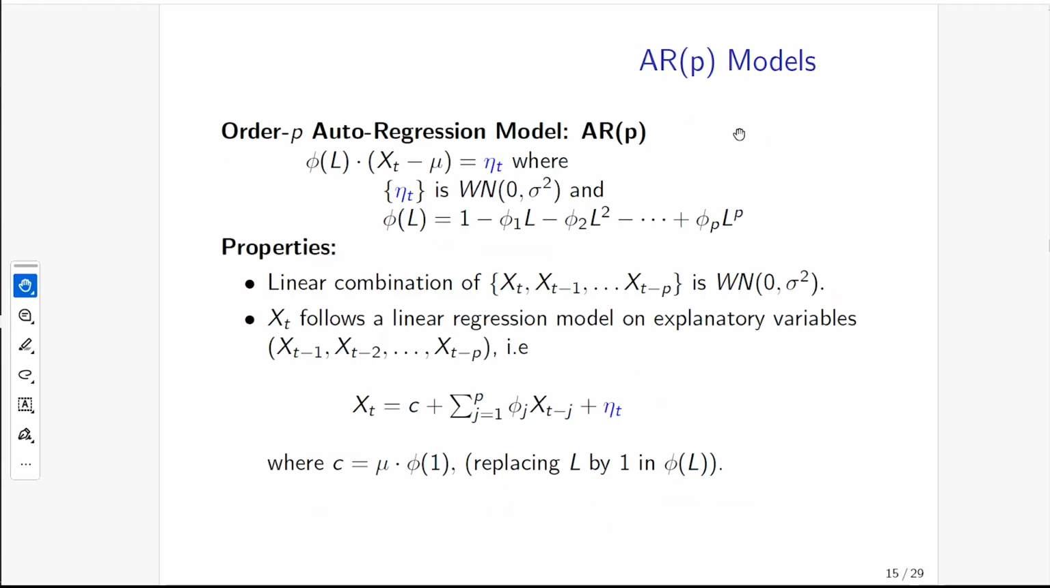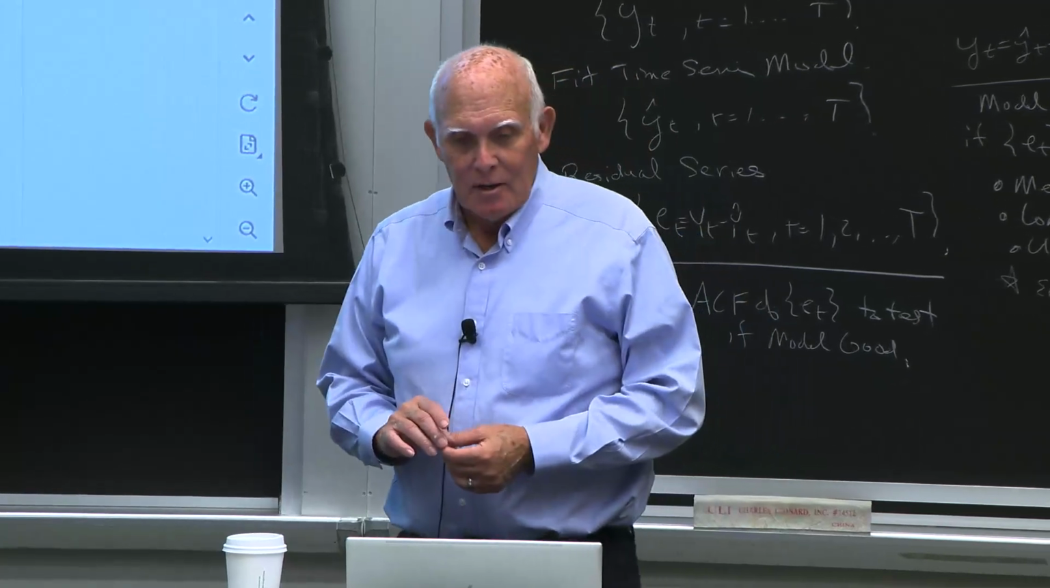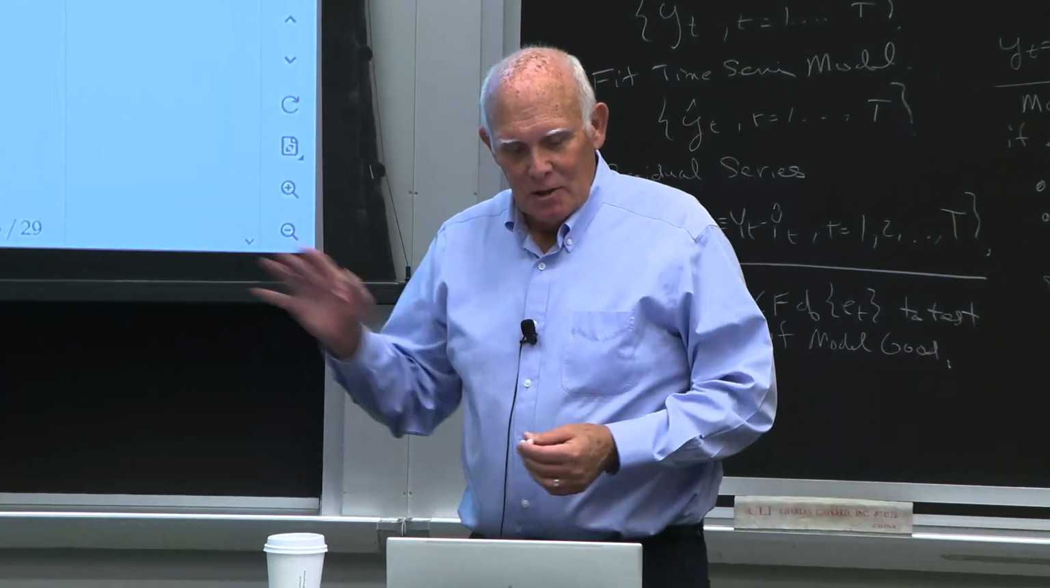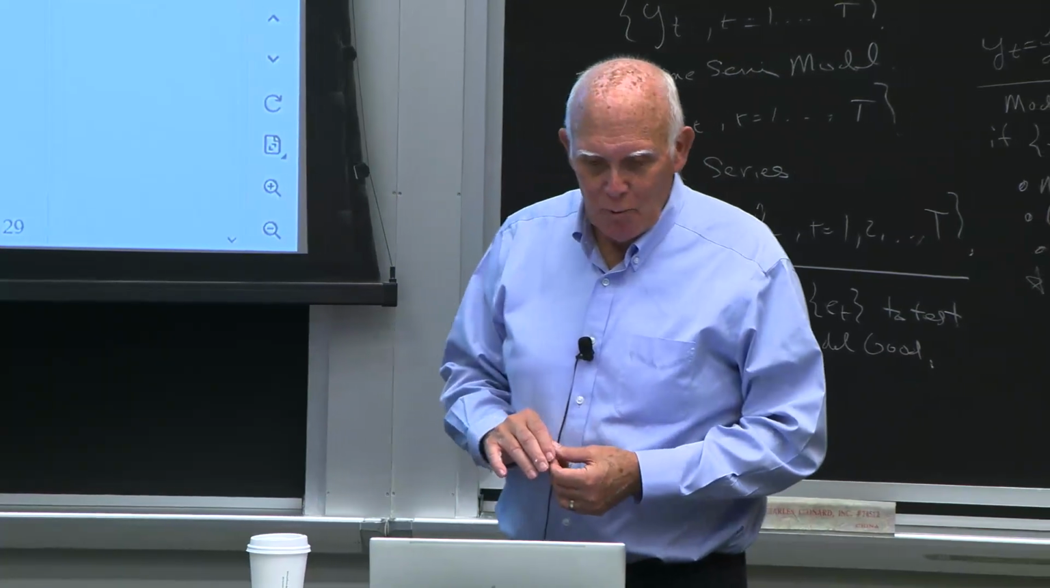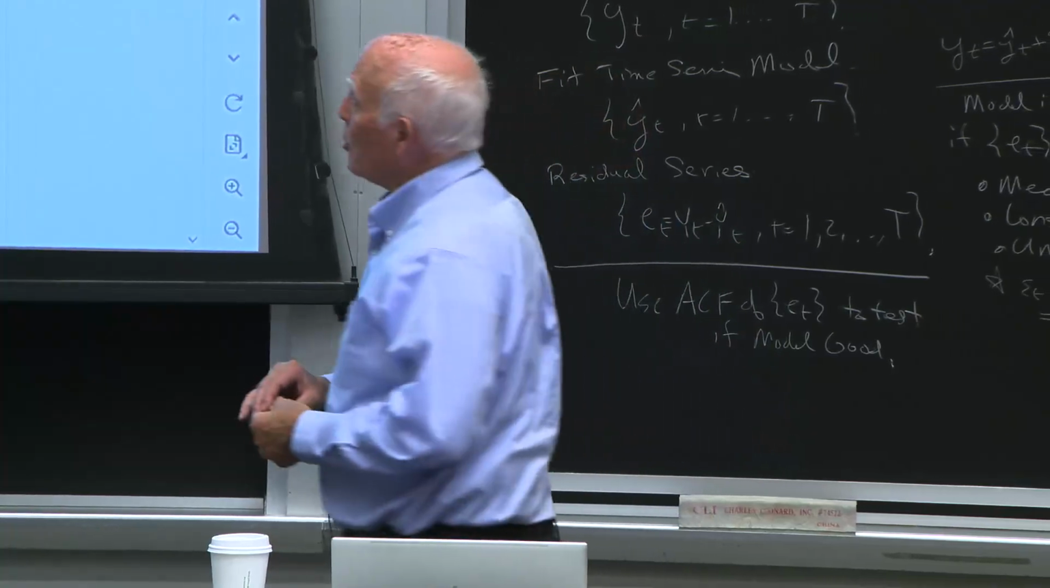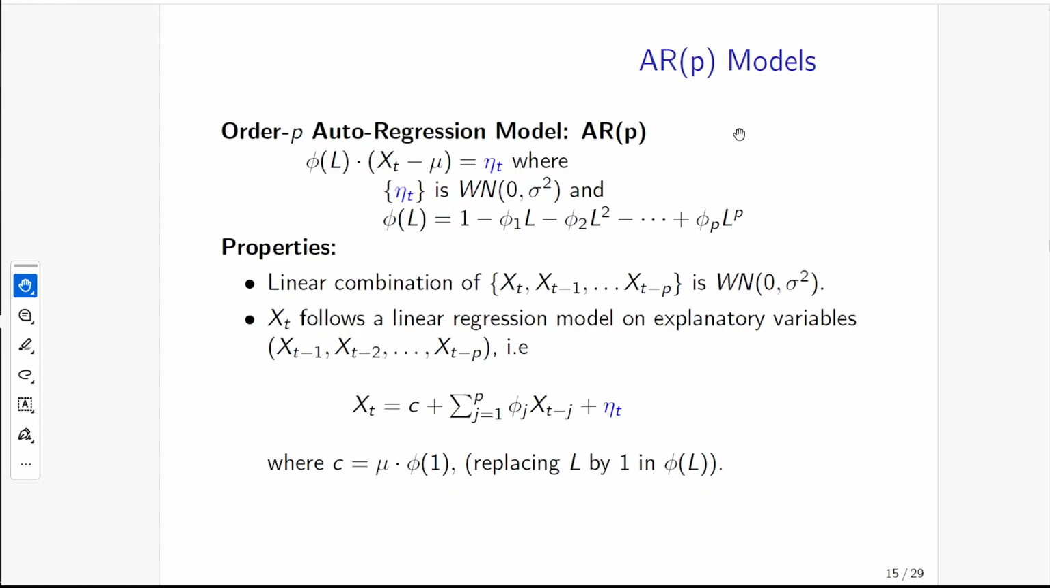So let's look at autoregressive models. We'll assume that there's no moving average term. So we have the phi of L operator operating on xt minus mu is equal to the white noise.